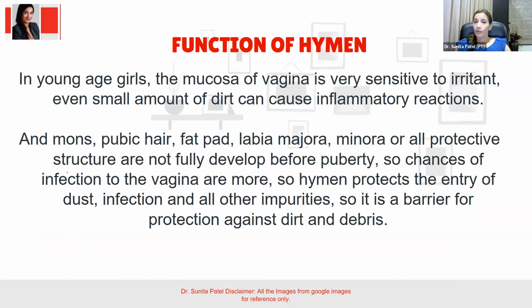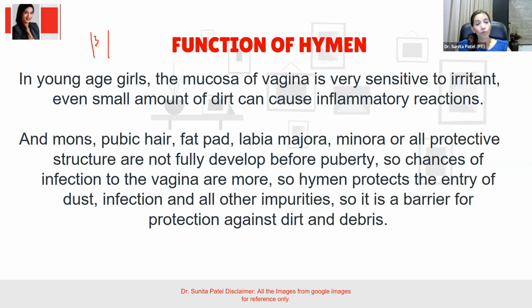What is the function of the hymen? We understand so far that in young girls, when she is 1 year old, 2, 3, 4, 5, 6, 7 years old, the mucosal sheath present inside the vagina is very, very sensitive. So we don't want any pathogens or bacteria to go inside and damage those sensitive areas. The mucosa of the vagina is very sensitive to irritants. Even a small amount of dirt can cause inflammatory reactions inside.